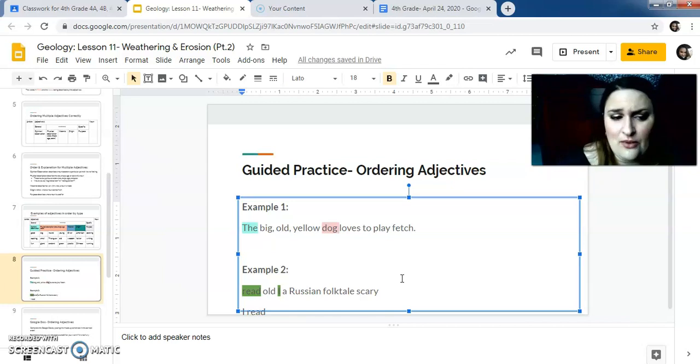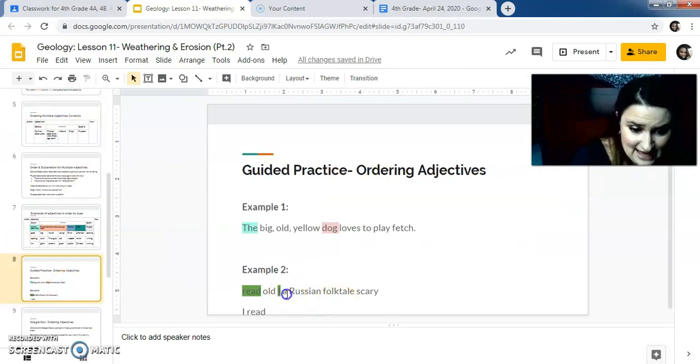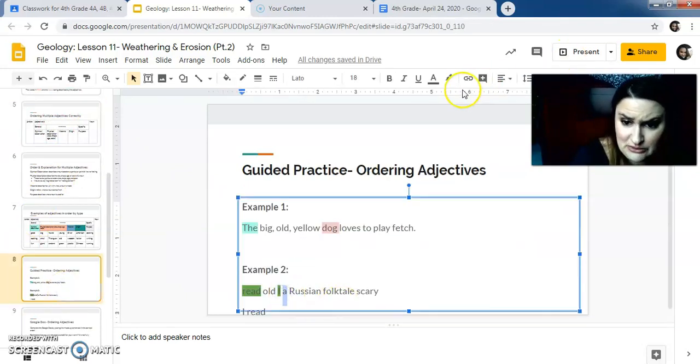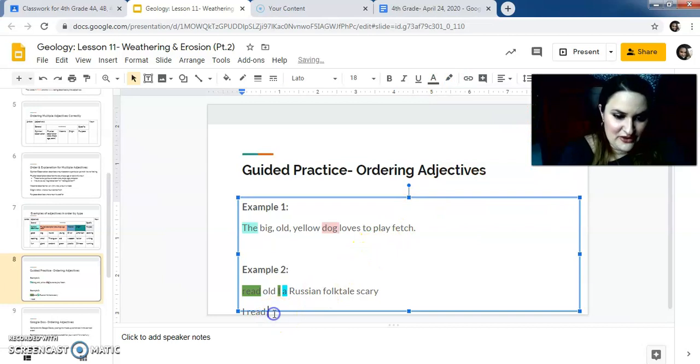So immediately remember what always comes first is my article. So my article in this sentence is a. So a I'm going to put first when I'm describing what I'm describing. And obviously I'm describing my Russian, well, I'm giving you kind of a hint now, my Russian folktale. So you naturally do it and you don't even think about it. So first I'm going to write, I read a. So now I have old Russian folktale, scary.